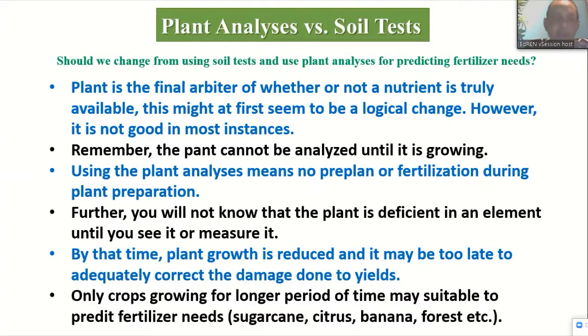the fertilizer after cultivation. There are some examples of long duration crops. For example, sugar cane. Even we can do this for a forest or other things.